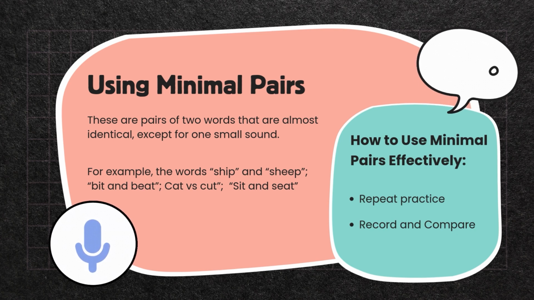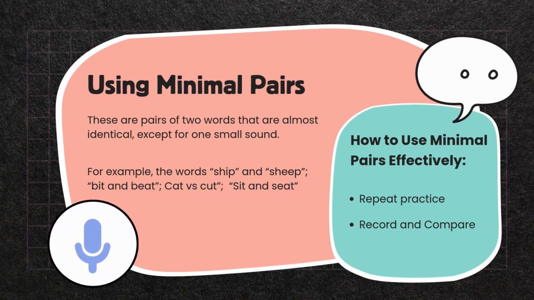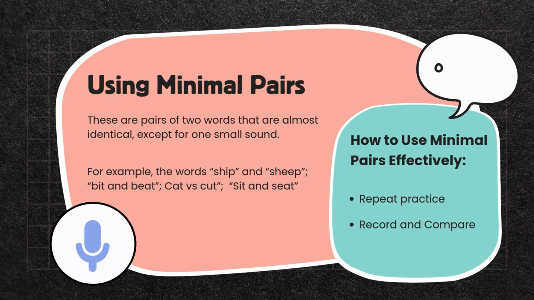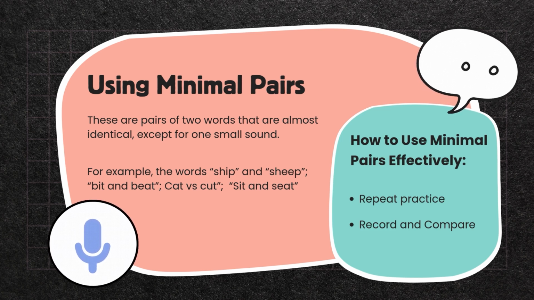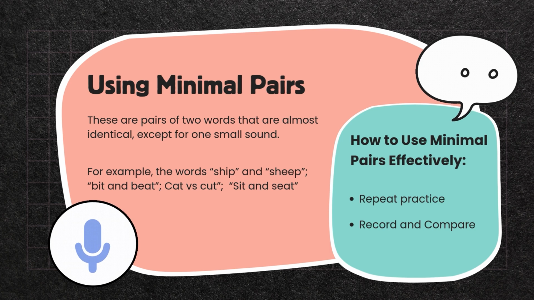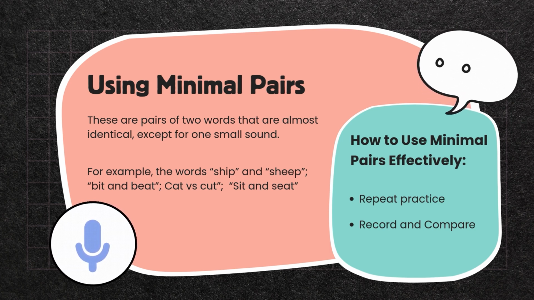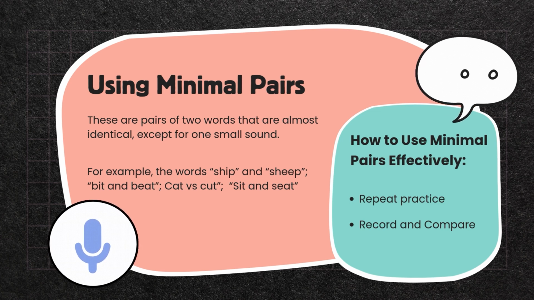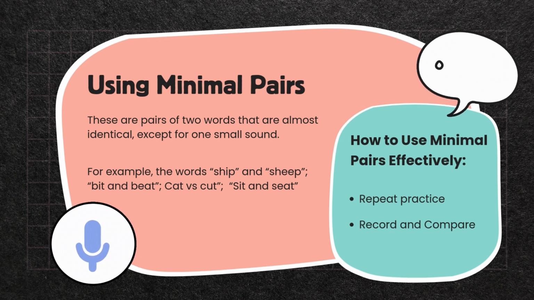One great method for this is using minimal pairs, two words that are almost identical except for one small sound. This difference often lies in either a vowel sound, a consonant sound, or even a change in stress or intonation. For example, the words ship and sheep, bit and beat, cat versus cut, and sit and seat. These examples help learners hear and reproduce subtle vowel sound differences.